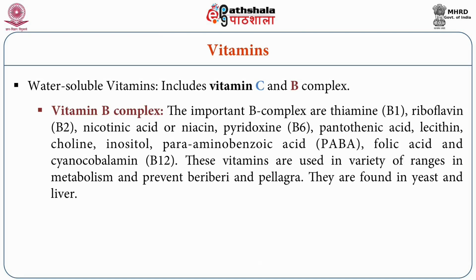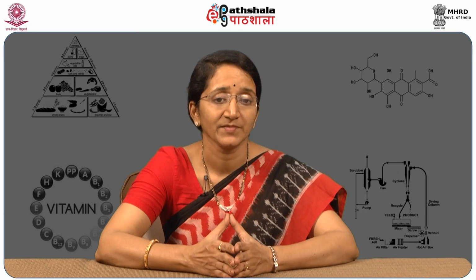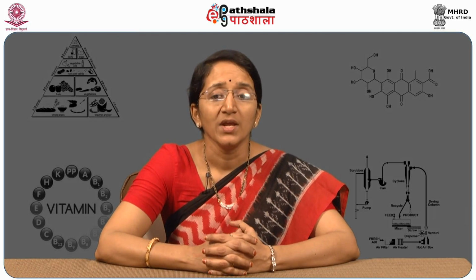These are a set of vitamins which are known as vitamin B1, it is thiamine. Then you have vitamin B2, it is riboflavin. You have nicotinic acid or niacin. Then you have pyridoxine, which is termed as vitamin B6. You have pantothenic acid, you have lecithin, choline, inositol, para-amino benzoic acid, folic acid and cyanocobalamin, which is also termed as vitamin B12. All this set of vitamins, they are in toto called vitamin B complex. These vitamins have their role in different kinds of metabolic activities, and they also prevent different kinds of deficiency disorders.